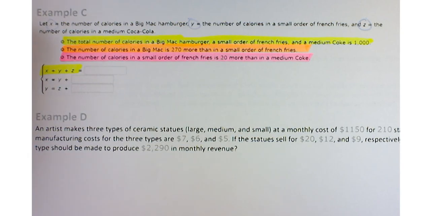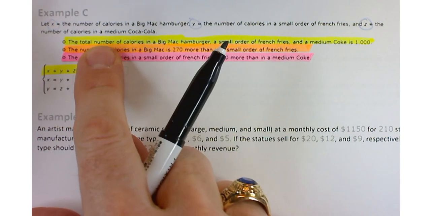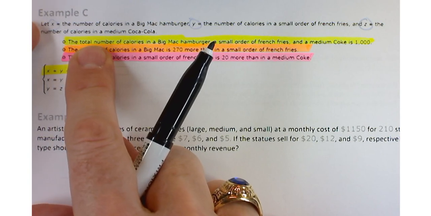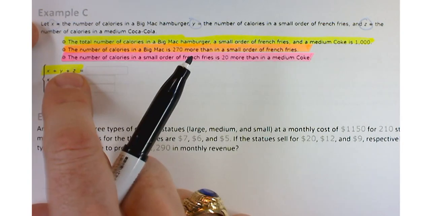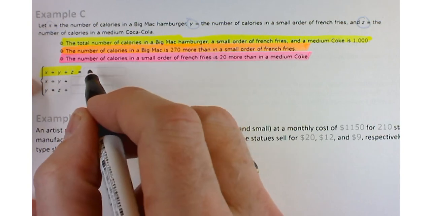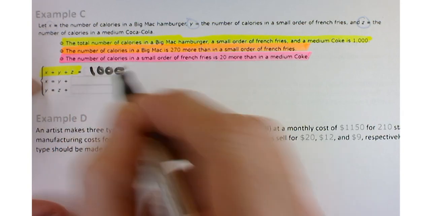The first one says the total number of calories in a Big Mac hamburger, a small order of fries, and a medium Coke is 1,000. Wow, that's pretty eye-popping. We got 1,000 calories there. The thing you should be looking at is that it says the total number. So that's your X plus Y plus Z. And to finish this equation off, what number should I write here? 1,000. Beautiful.